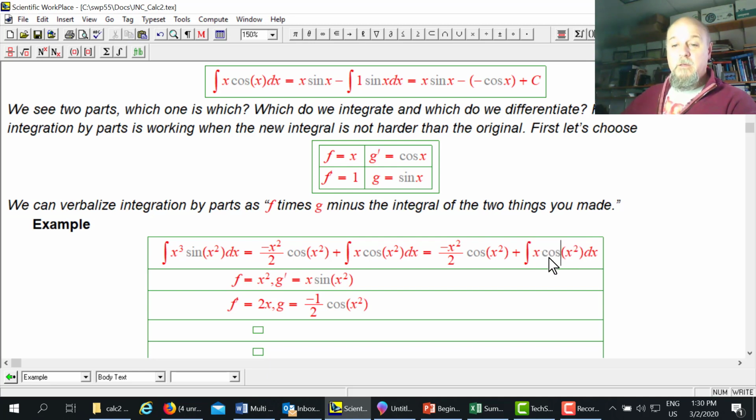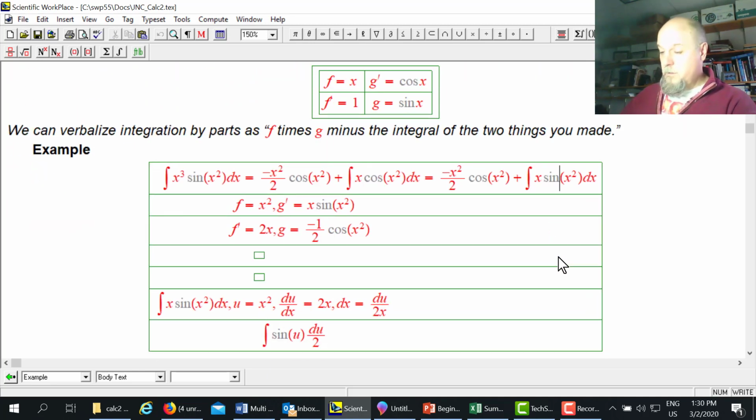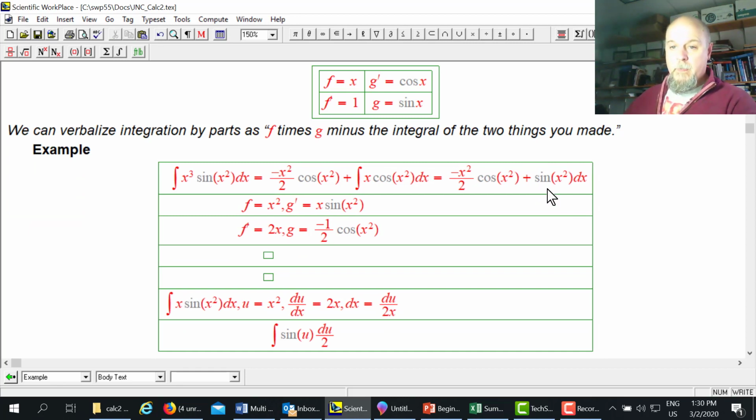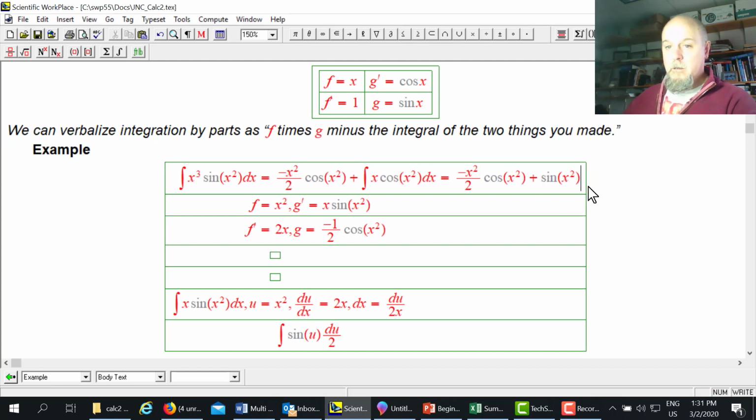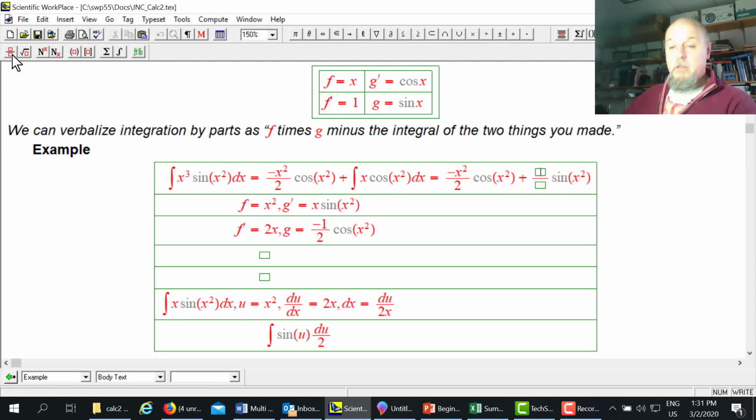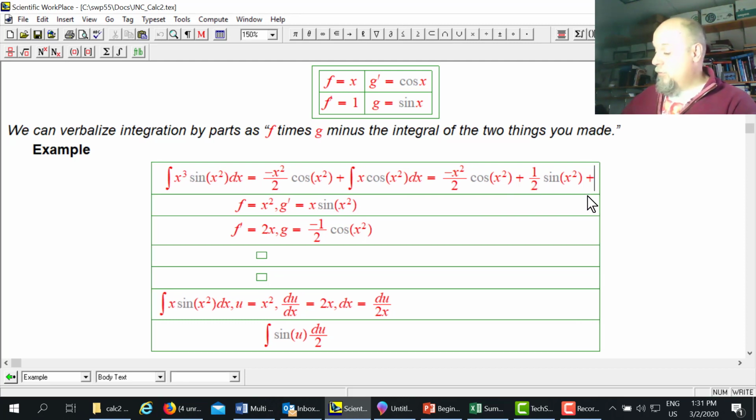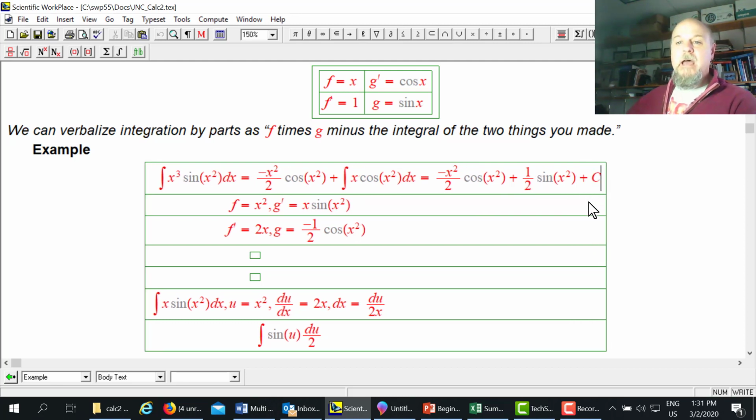That's going to be sine x squared. Now let's check. If I differentiate this, that's going to become cos x squared times 2x. I only have the 1x there, so I'm going to balance it with a half. Or I could do u substitution again. Now I'm almost done. Tack on a plus c, and now I think I am done.